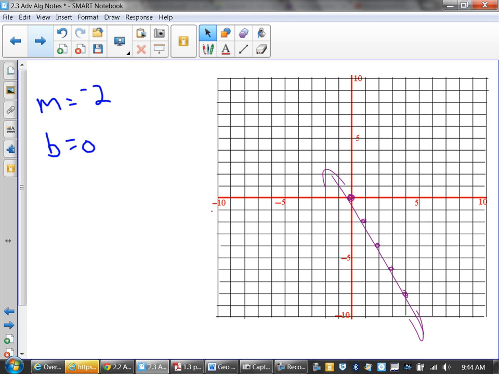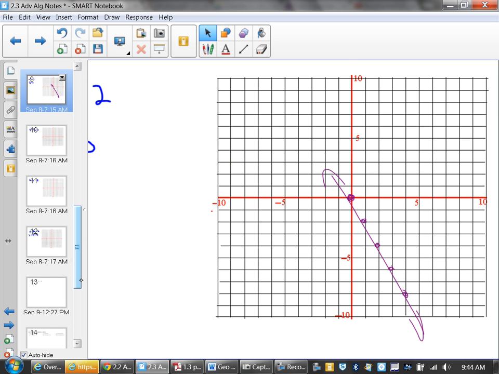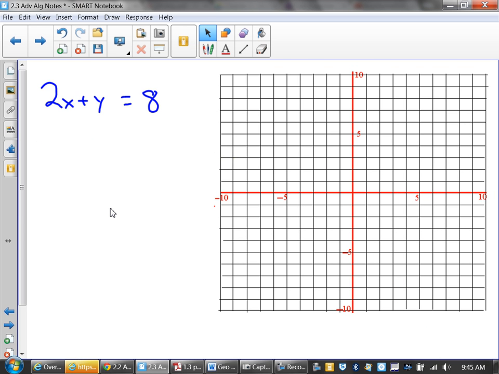Once again, I'm making stuff up. And I'm trying to think if there's anything else crazy. That's slope intercept, that's boring.